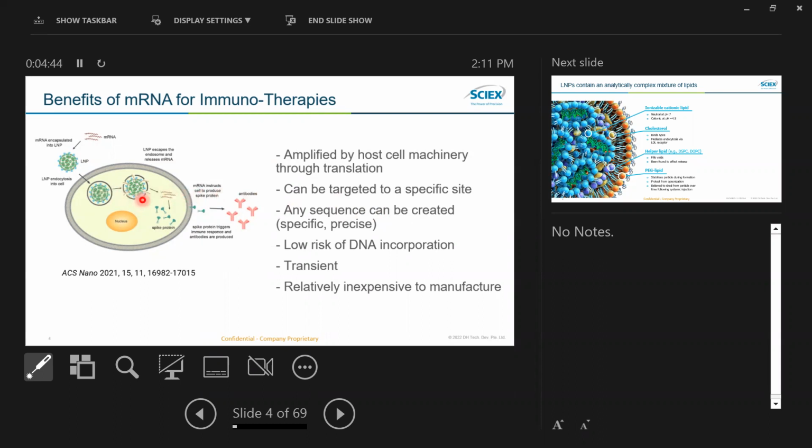And all of the translation occurs in the cytoplasm with the ribosomes. So there's low risk of any DNA incorporation or genotoxic types of consequences. mRNA is transient. And when you consider other biologics, like protein-based biologics, it's relatively inexpensive to manufacture. You're not using bioprocessors and host cells and all those types of mechanisms that have costs related to it. The biggest cost to manufacturing or producing mRNA, I believe, is the in vitro enzymes for transcription, capping.